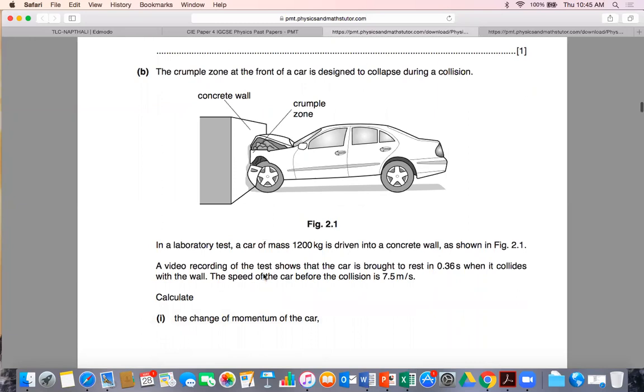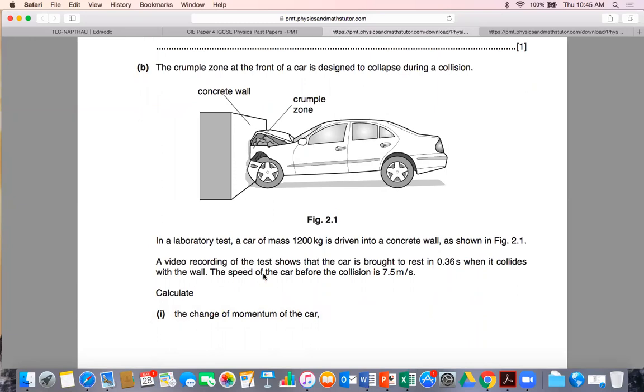Let's look at the second one. The crumple zone at the front of a car is designed to collapse during a collision. This is how they test cars, to see if it's safe to drive, the impact, and all that. In a test, a car of mass 1,200 kg is driven into a concrete wall. The car is brought to rest in 0.36 seconds when it collides with the wall. The speed of the car before the collision is 7.5 meters per second. Calculate the change of momentum.